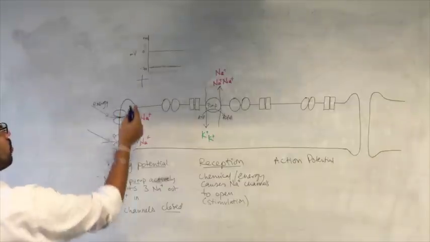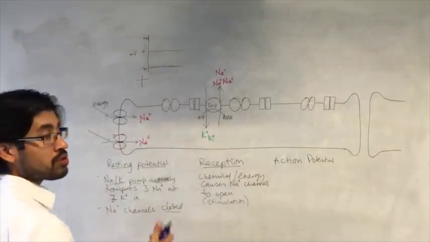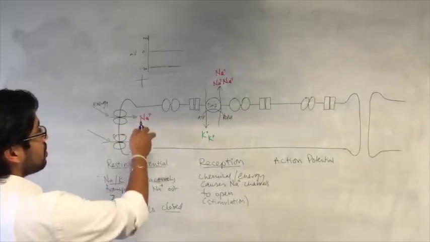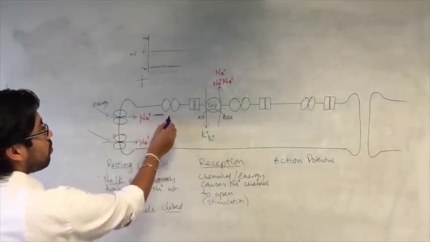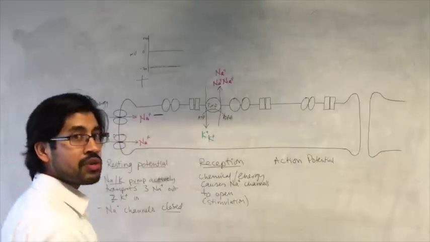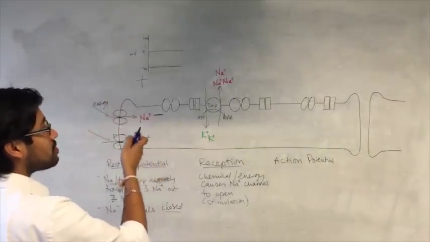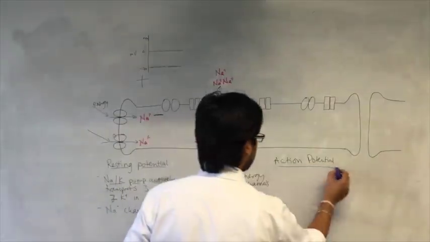So this was polarized. The cell was positive outside, negative inside, so it was polarized. But the entry of sodium into the cells meant that it became less negative. It was negative before, but now we've got positive ions coming into the cell, so the inside becomes less negative. It's starting to depolarize.